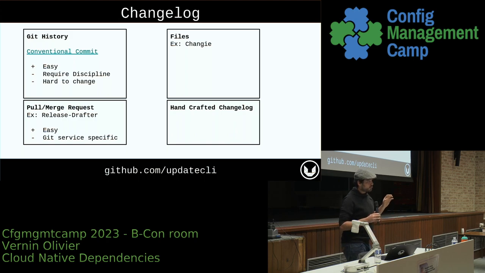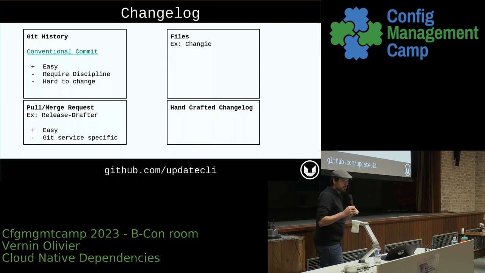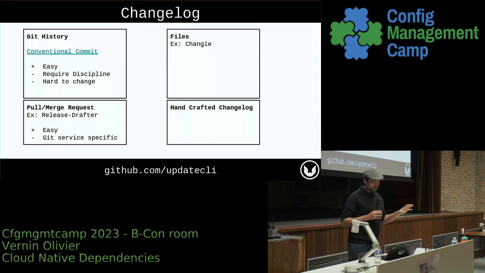But the thing is, when you do the release and you realize that you made some mistakes in the Git history, it's really hard to change unless you feel confident about doing a Git push force on your Git repository, which I'm not. So that is one of these approaches.